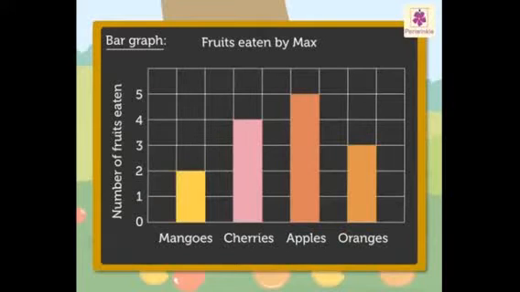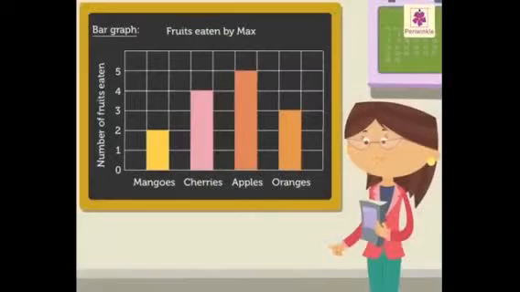From the information so obtained, we can say how many fruits Max ate in all, how many more apples he ate than mangoes, and so on. Hence, we can obtain a lot of information from a bar graph too. Hope it was fun to learn about bar graphs.